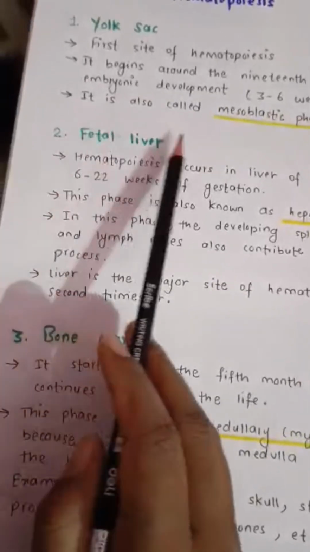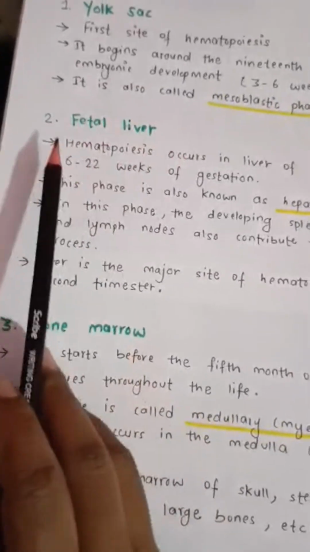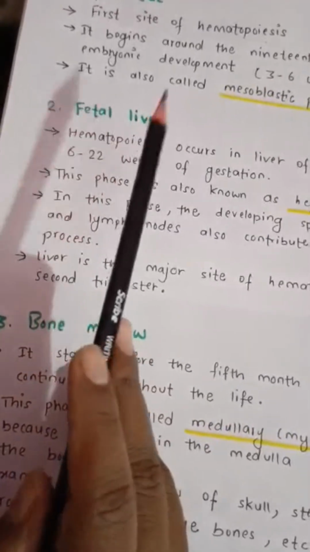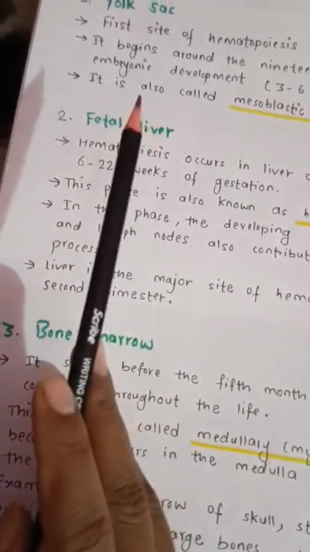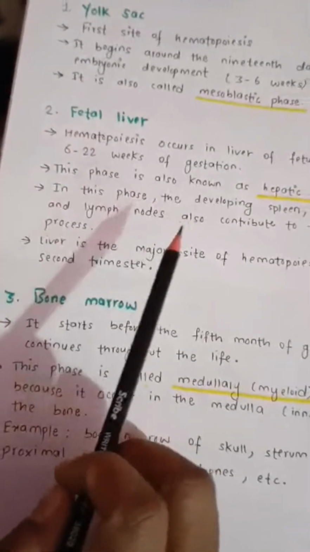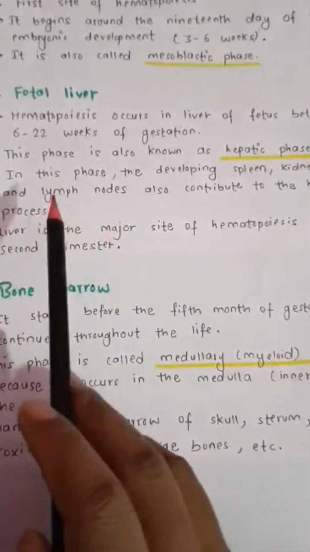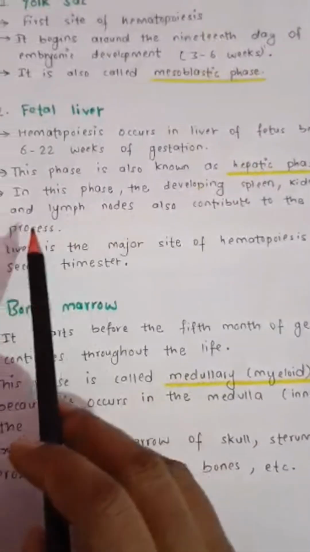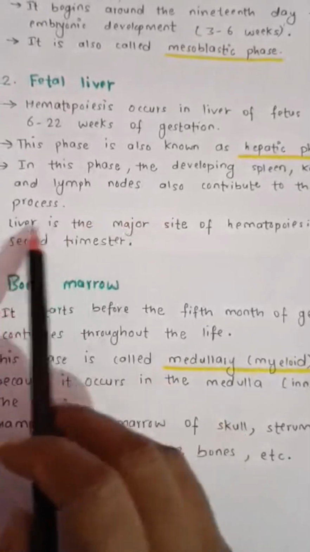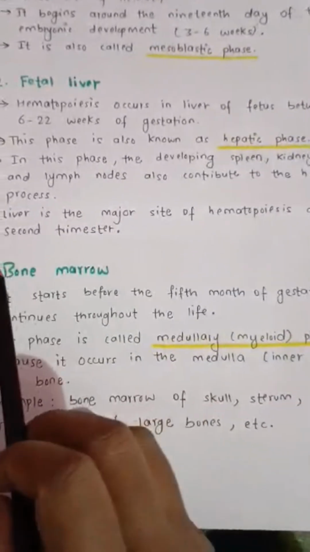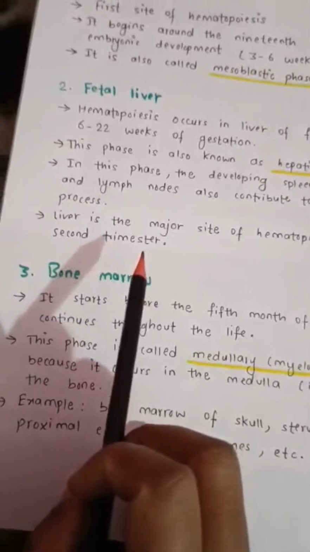That means in the hepatic phase, it's not only the liver from where hematopoiesis is occurring. Liver is the major site, but in this phase, there are other sites which are contributing to hematopoiesis, like spleen, kidney, thymus, and lymph nodes. So, liver is the major site of hematopoiesis during the second trimester.